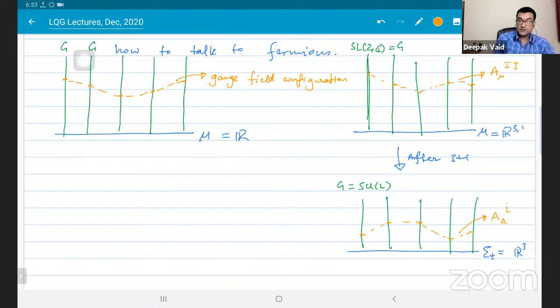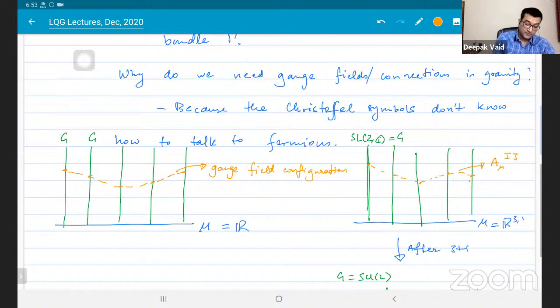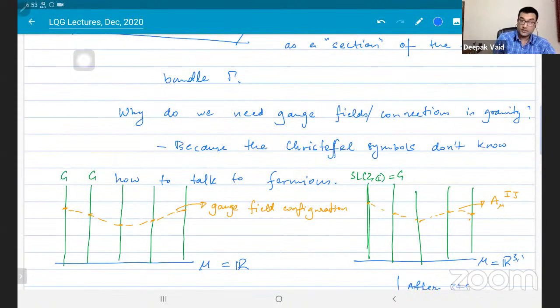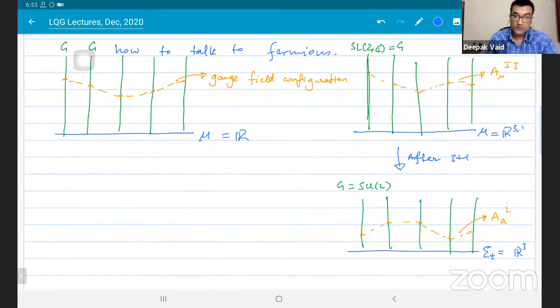Anyways, we'll come to this a little bit later, okay? For now, let me continue explaining the motivation for having gauge fields. The motivation is that the Christoffel symbol doesn't know how to talk to fermions. Because we already said that if you have fermions, or complex scalar fields, you need to introduce this covariant derivative.